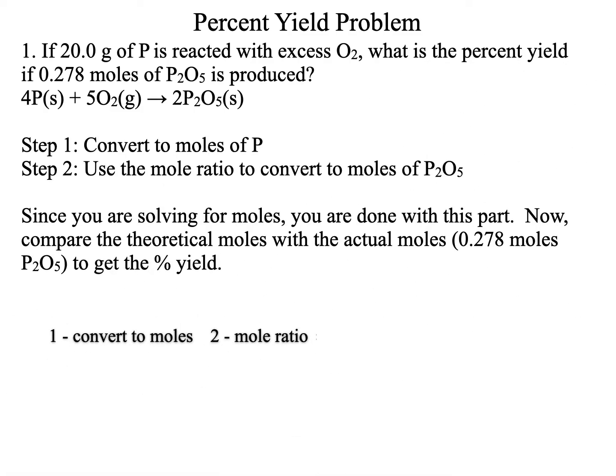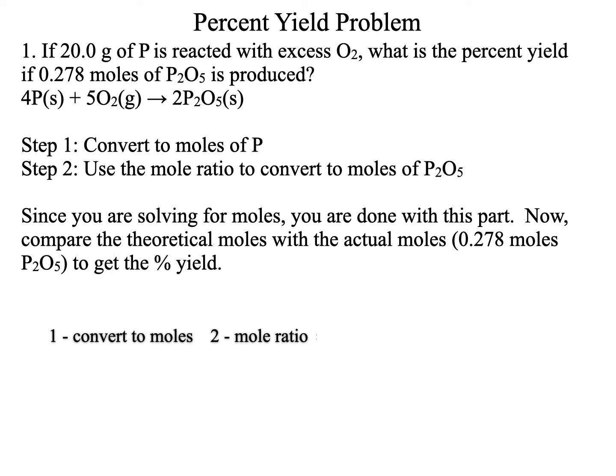All right. First problem. If 20 grams of phosphorus reacts with excess oxygen, so we already know there are 20 grams of phosphorus as our limiting reagent. That's why I said with excess oxygen, meaning you're going to use all 20 grams of phosphorus. What is the percent yield if 0.278 moles of diphosphorus pentoxide is produced? The balanced equation is 4P plus 5O2, yielding 2P2O5.